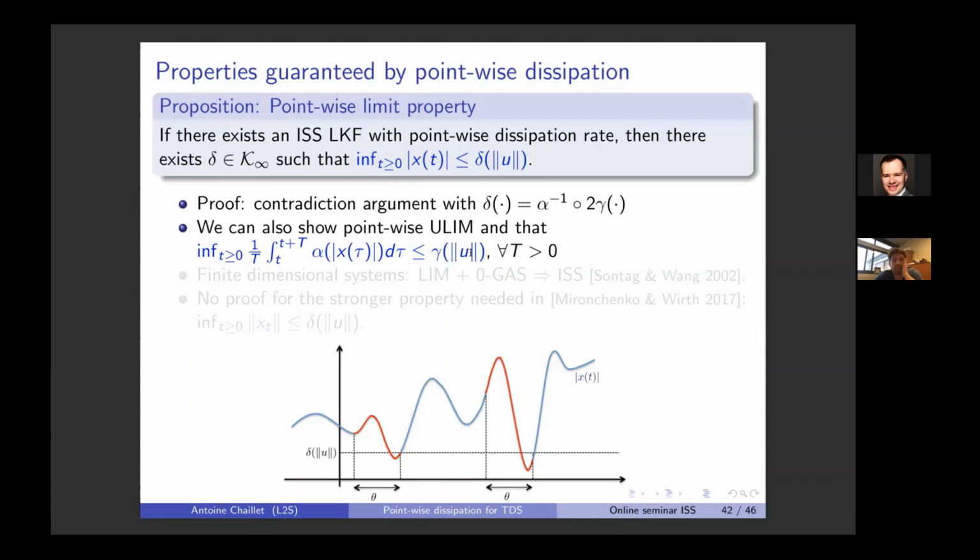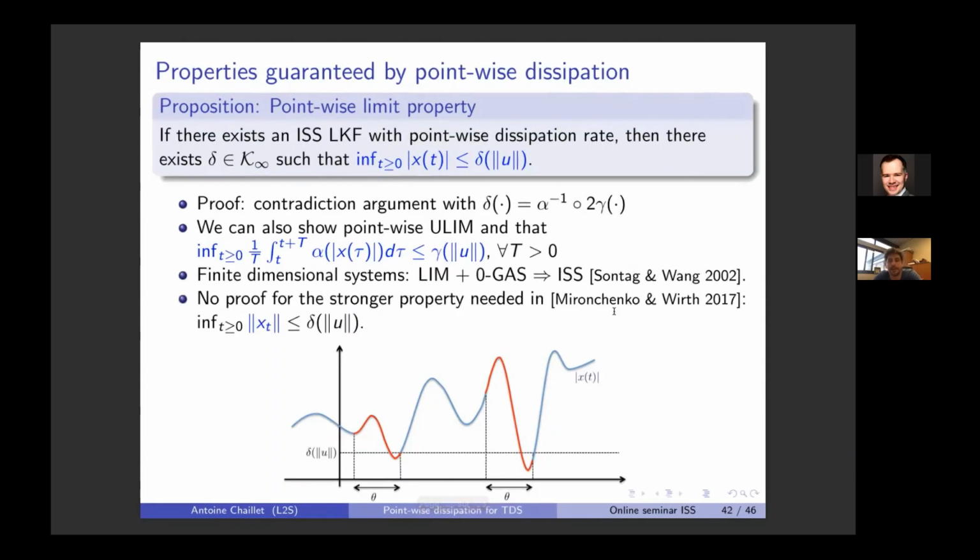But still, this doesn't seem to be enough to conclude iISS. So that's a pity, because in finite dimension, we know that lim, this property plus 0 gas, implies iISS. Similar result in a time delay context by Andrei and Fabian in 2017, but requiring that the inf of the whole history signal is below delta of u, which we don't have here.